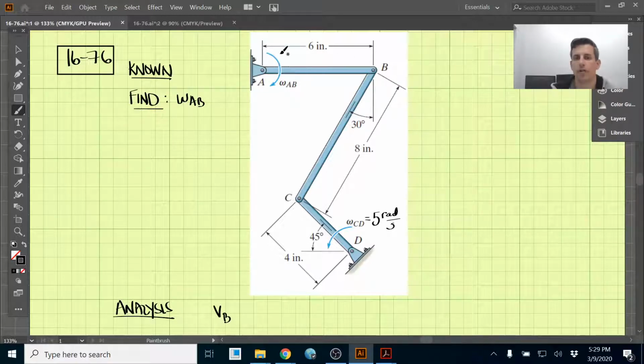But we're going to write all these velocities as vector terms. So the velocity of B is equal to the vector omega AB cross the vector to B from A, or B with respect to A. Okay.